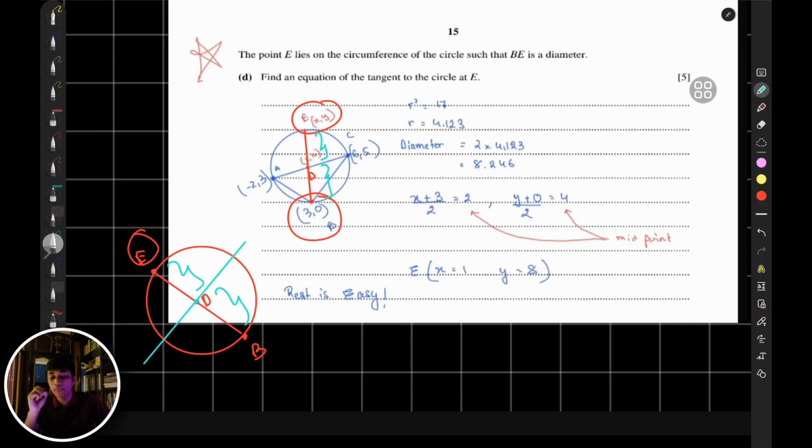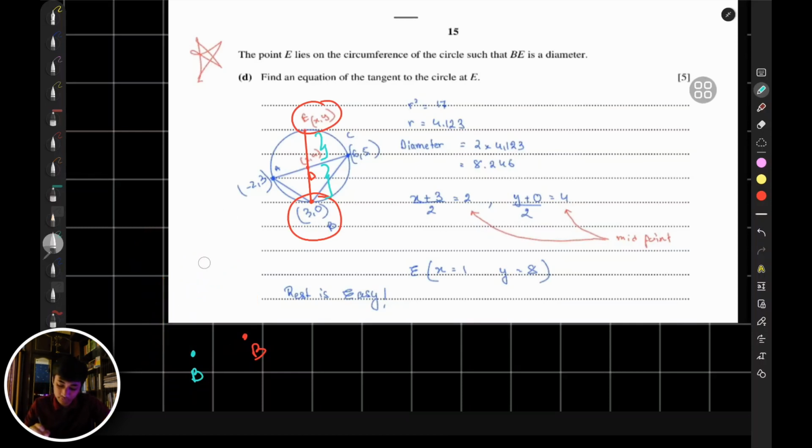D is the midpoint of BE because wherever you put the B, let's say over here and over here, D is always going to be the midpoint because E and B is the diameter, right? So the diameter always goes through the center of the circle. So this distance and this distance is definitely equal. If you know that, you can use the midpoint equation.